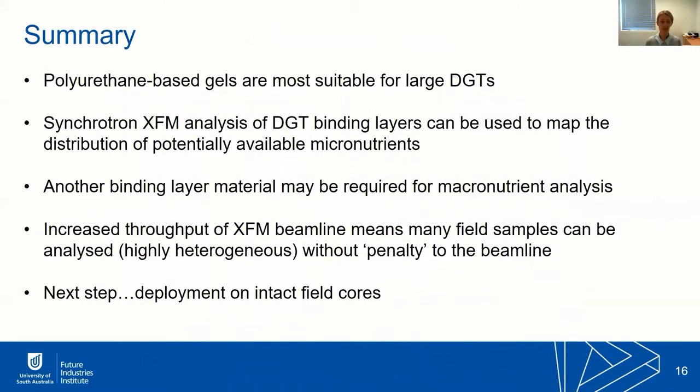In summary, polyurethane-based gels are most suitable for large DGTs, and synchrotron XFM of these layers is possible to map the distribution of potentially available micronutrients. And by carrying out analysis in tandem at the XFM beamline, we can increase the throughput of that beamline, meaning that we can analyse many DGTs in samples without penalty to that beamline.